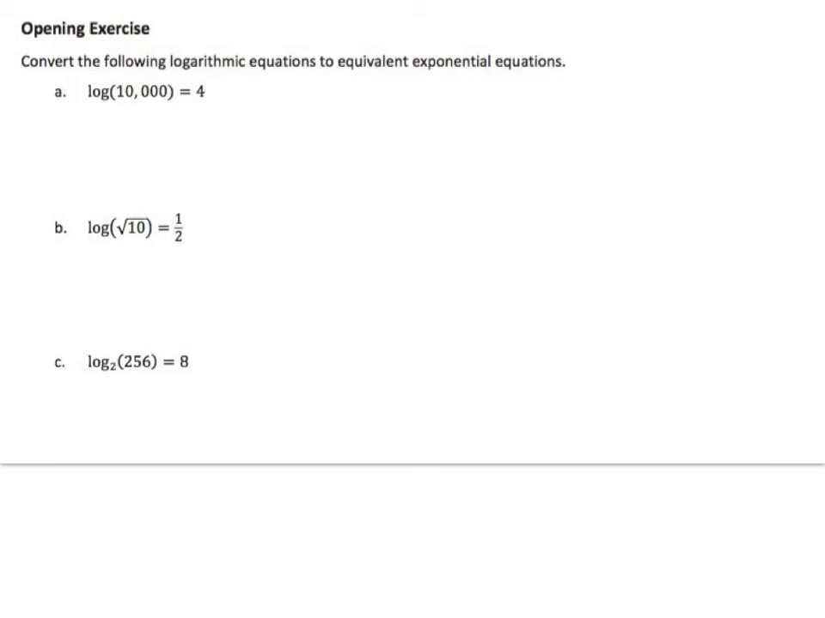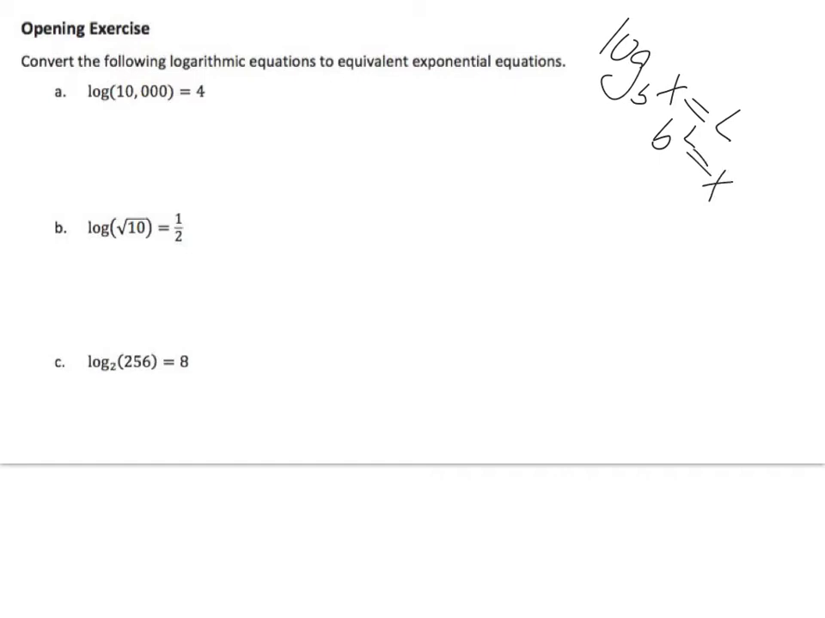Okay, go ahead and try these three on your own. There are 6, so let's try these 3 and then we'll move on. Convert them into equivalent exponential equations. As a reminder, we know that log base b of x equals L, therefore b to the L equals x.